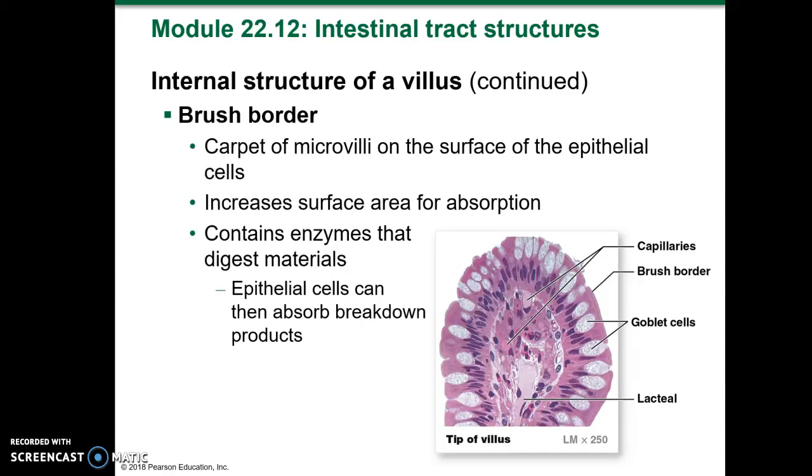We have what are called brush borders, which are carpets of microvilli on the surface of the epithelial cells, seen here. It increases the surface area for absorption. It contains enzymes that digest materials, and the epithelial cells can then absorb breakdown products.